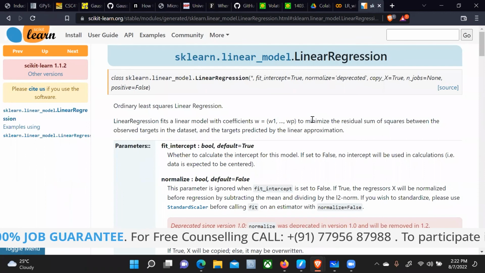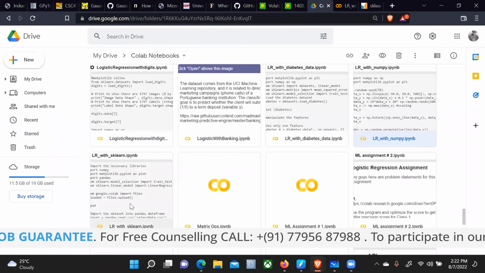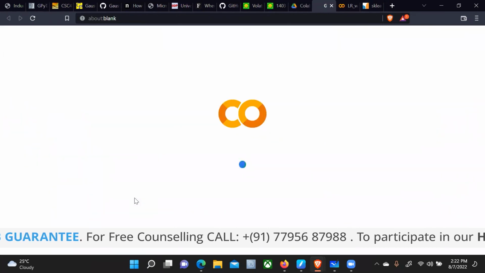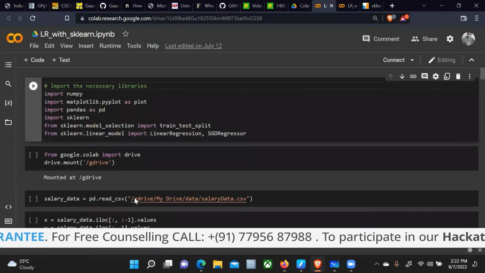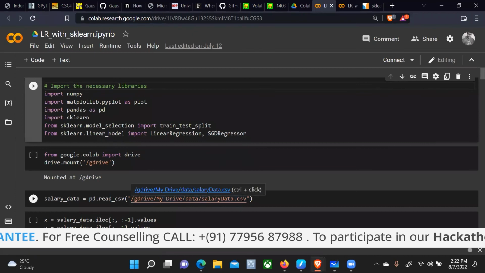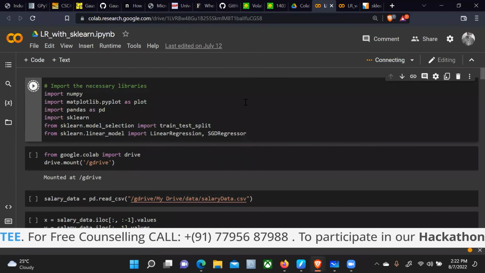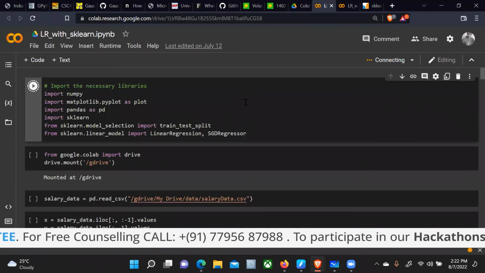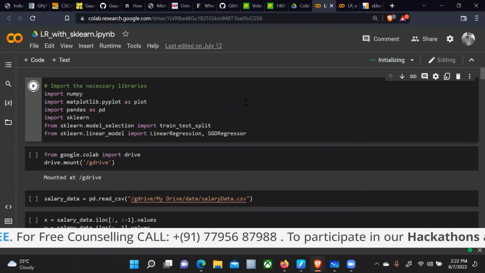One moment, guys. What I could do here is upload a small data set on Colab as well. The good news is this data set is on my Google Drive, so it would be a little easier for me to run this. So this is your simple experience versus salary data. I will show you what this data is.